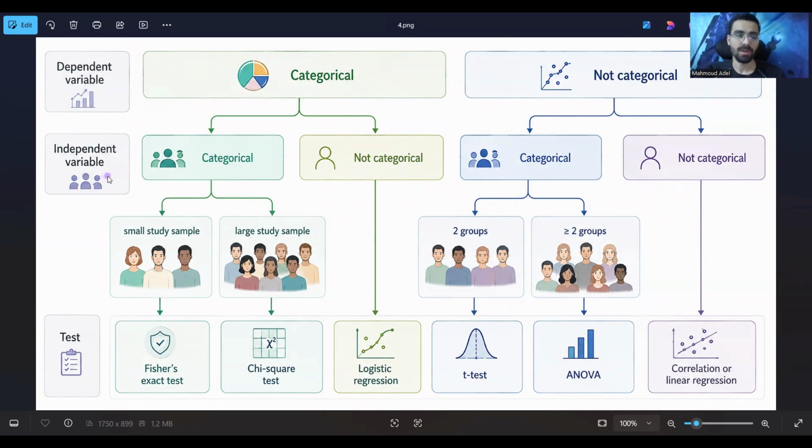And your number two step is to know the type of the variable you got in your question, whether it is categorical or not categorical. If it is categorical, he is talking about a state of whether the patient or the study is dealing with obese people or non-obese people, hypertensive or non-hypertensive. A not categorical variable is a variable that includes numbers, like mean body weight, mean blood pressure, or mean blood glucose. Okay.